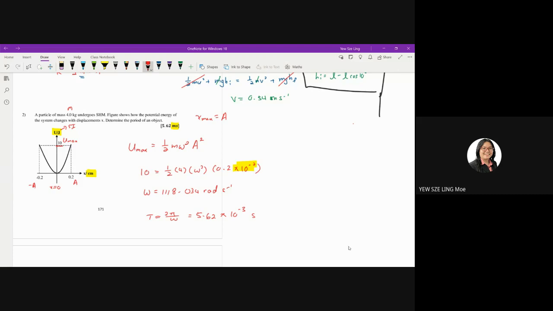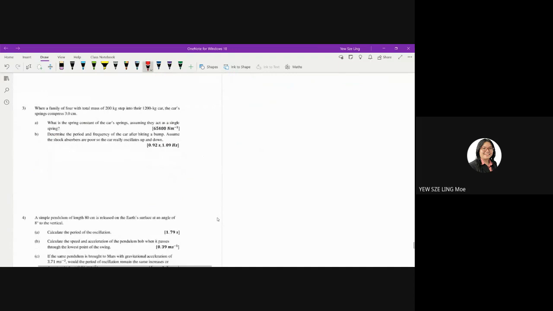So this is just a very short and simple question. Now next one, question number 3. When a family of 4 with a total mass of 200 kg steps onto their 1,200 kg car, the car spring is compressed by 3 cm. What is the spring constant of the car, assuming they act as a single spring? So now how to solve this question?